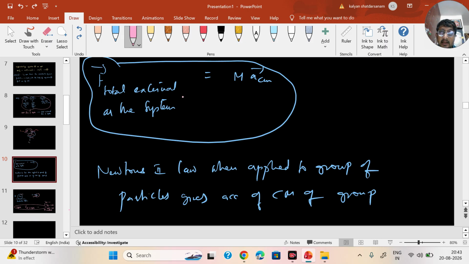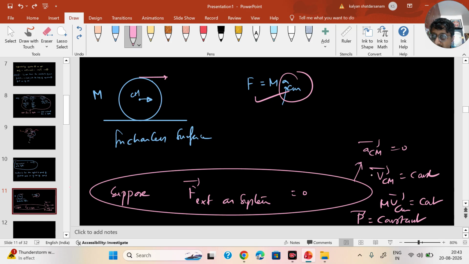Total force acting on the system is total mass times acceleration of center of mass. If total external force on the system is zero, then acceleration of center of mass is zero. Velocity of center of mass is constant. If it is at rest, it remains at rest. If it was going in some direction with some speed, it continues to go in the same direction with the same speed. Also, momentum is constant. The law of conservation of momentum comes from here also.